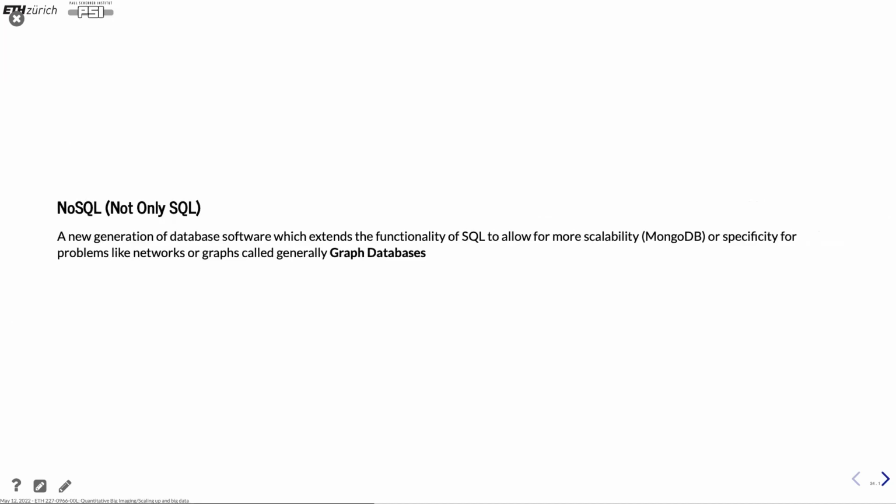Then if we want to scale to something larger, there are more scalable databases, the so-called NoSQL, or not only SQL. That is for handling larger networks and graphs. Personally, I haven't used these big databases, so I can't tell so much about them. But when you come into big data, you probably need to go into more large-scale databases to handle it.